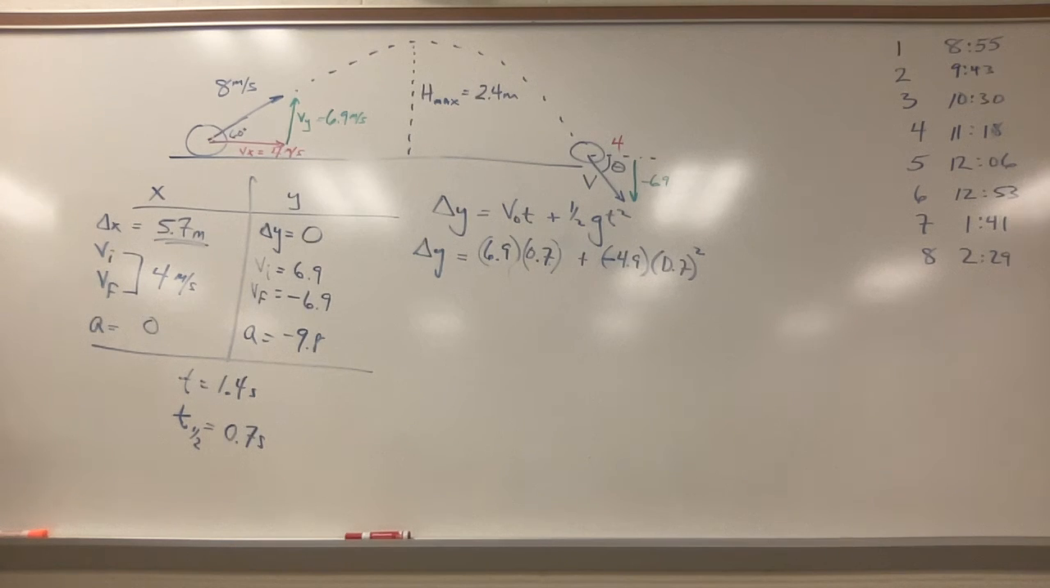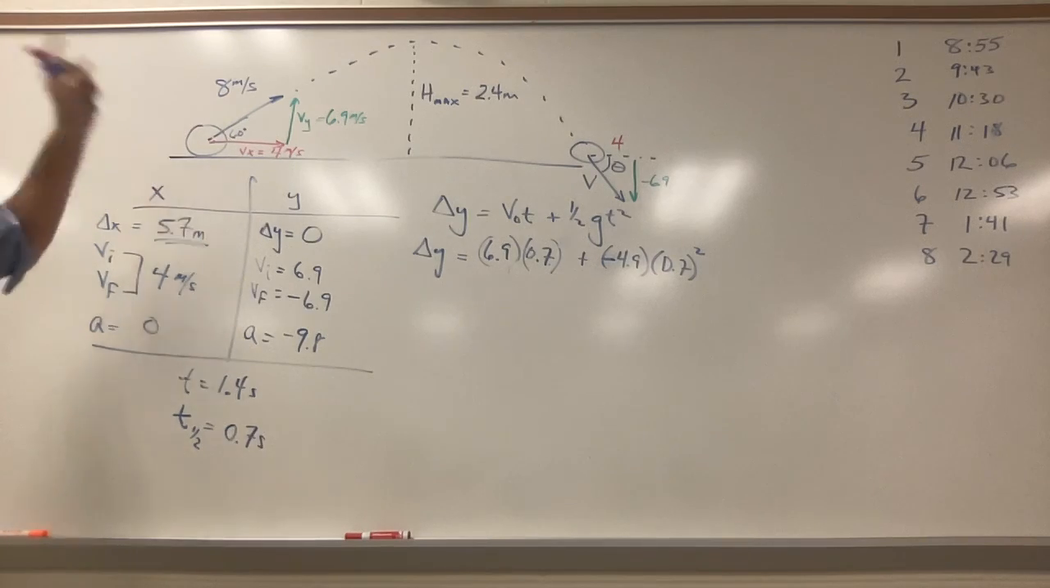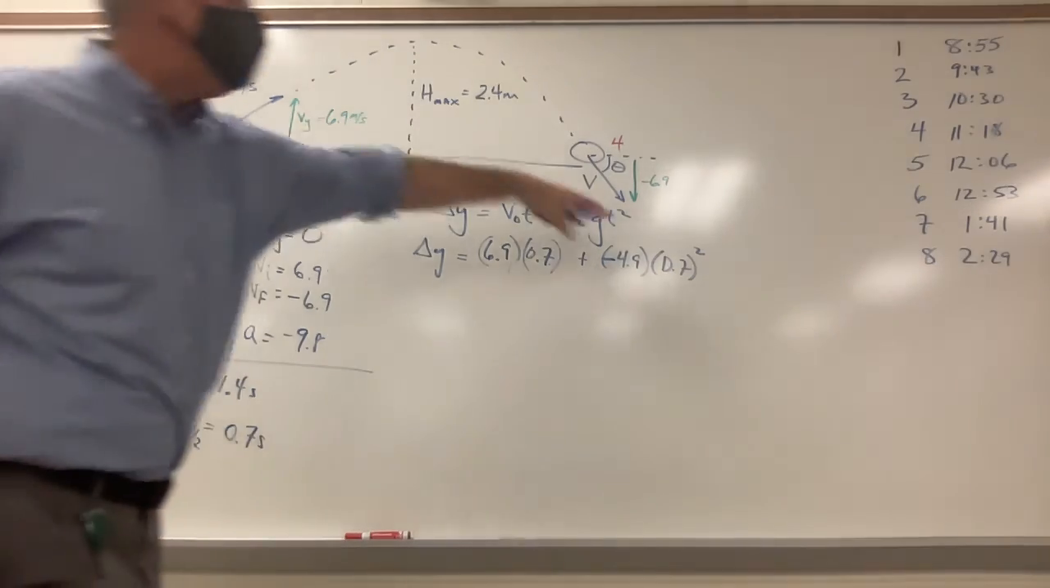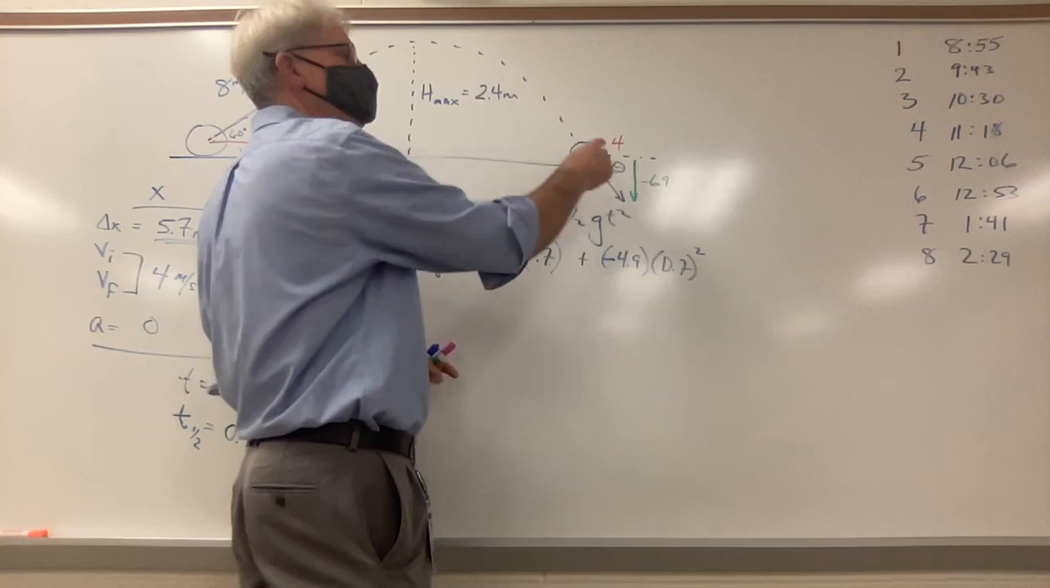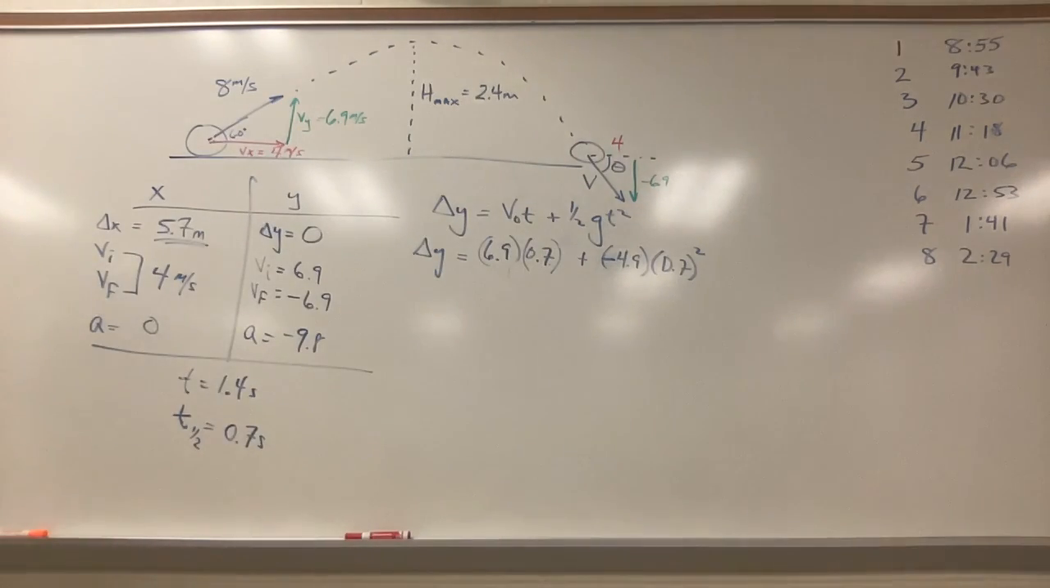Opposite is negative 6.9 divided by 4. Negative 1.7. Oh wow, what a coincidence, because symmetry says it's going to be exactly the same. This is going to be 60 degrees. That's going to be 8 meters per second. Right?